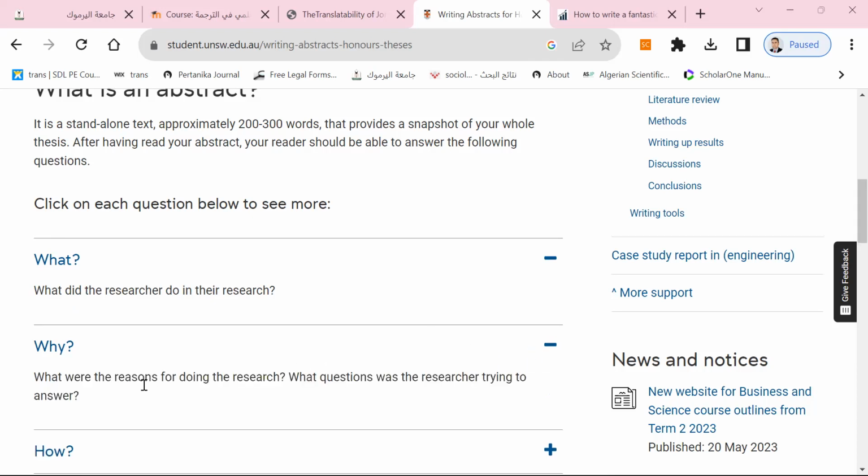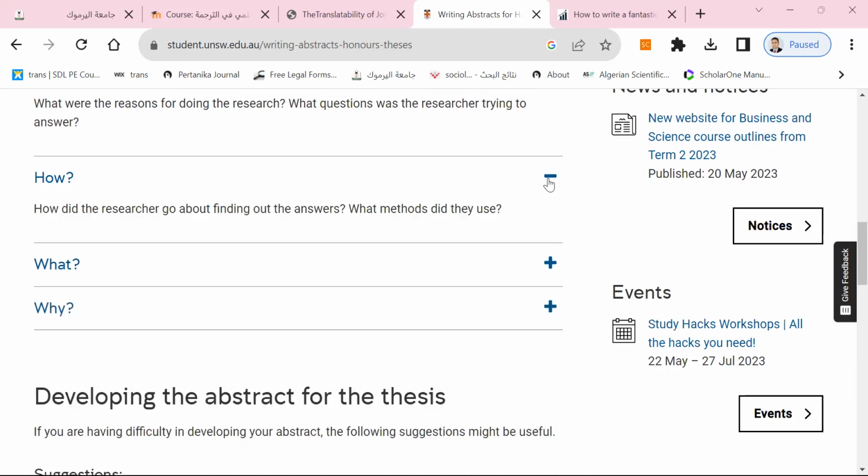Why? What were the reasons for doing the research? The importance of the study. What questions was the researcher trying to answer? The purpose of the study, or the aims of the study. Then, how? How did the researcher go about finding out the answers? What methods did they use? Data collection process, corpus of the study, sample of the study, data analysis, the model that has been used in analyzing your data, and so on.